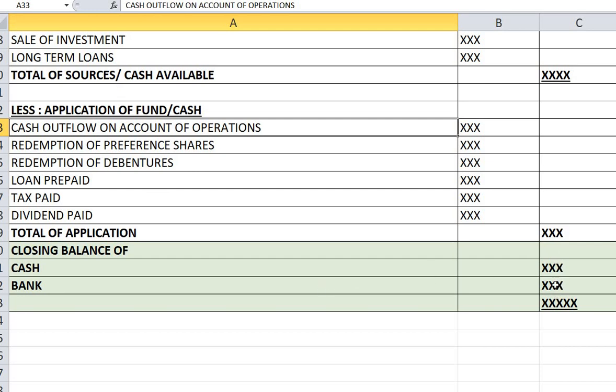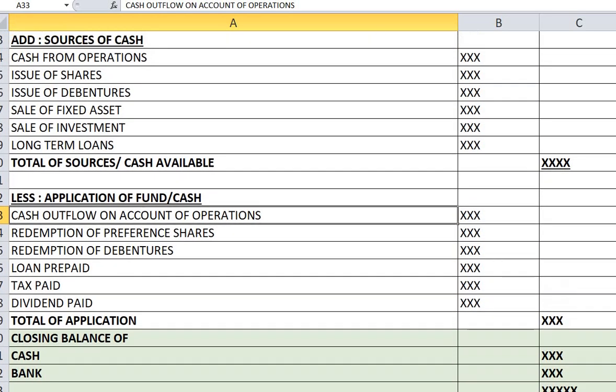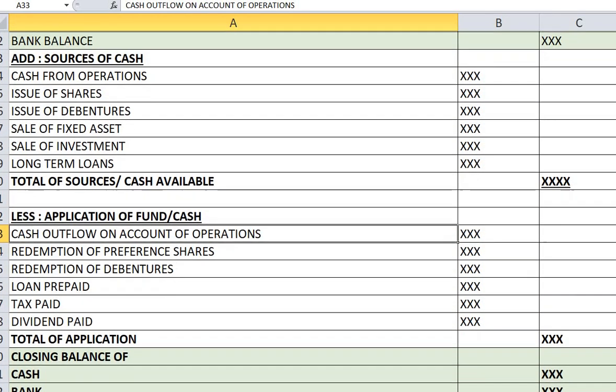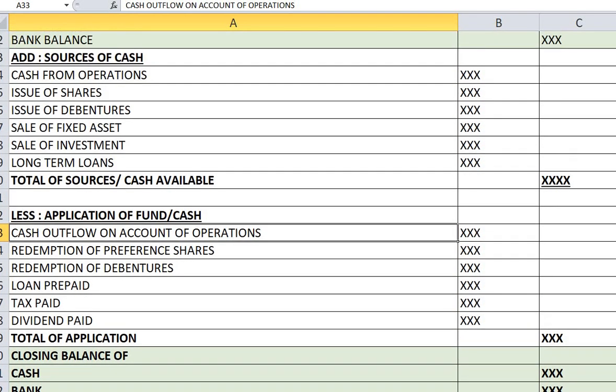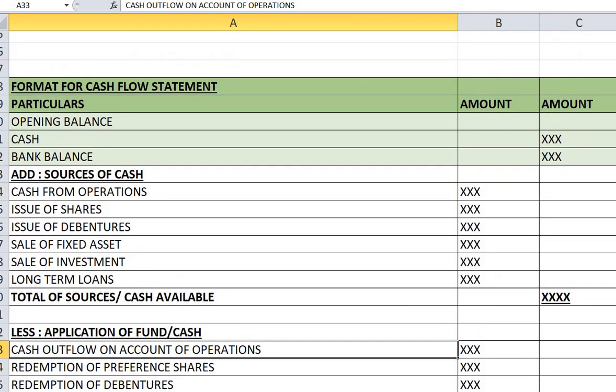The closing balance should match with the closing balance given in the balance sheet. This closing balance of cash and bank will already be given in the balance sheet. So when you do this transaction or these adjustments of sources and application of fund, it should match properly with the balance sheet. That is how you simply prepare a cash flow statement.